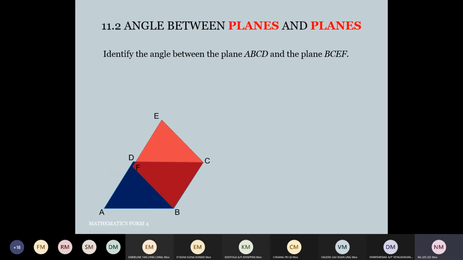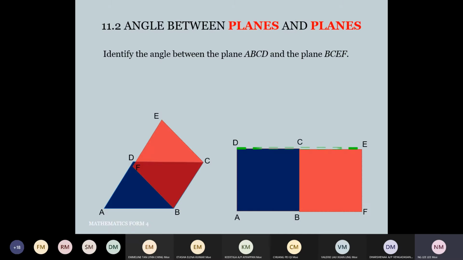Okay. So first of all, the blue color one is ABCD, then the red color one is BCEF. Two planes. These two look like rectangles. So if they say the angle between these two planes, where should the angle be?